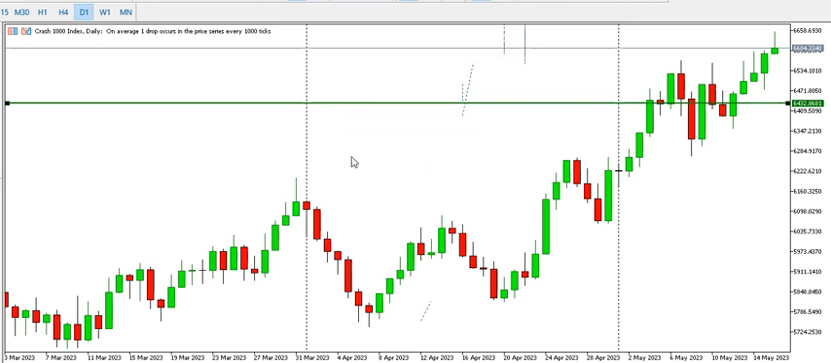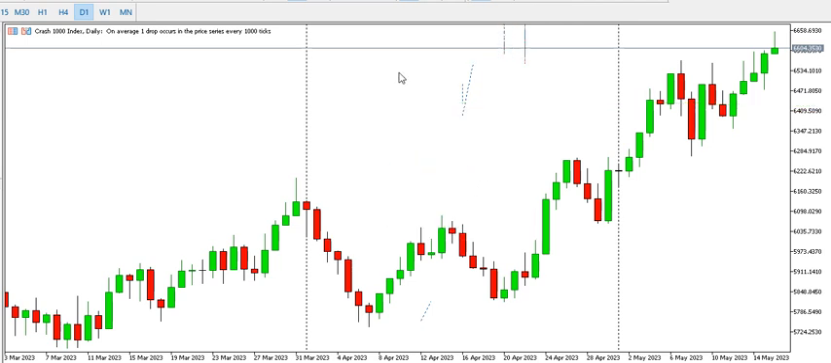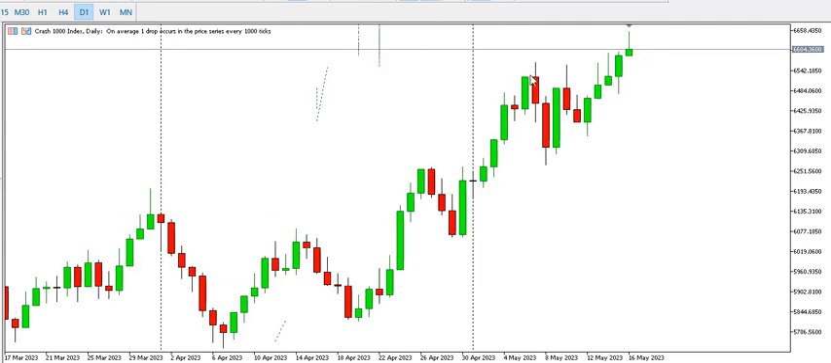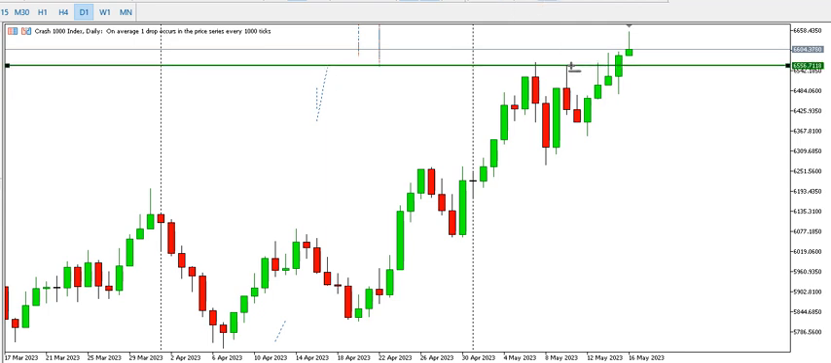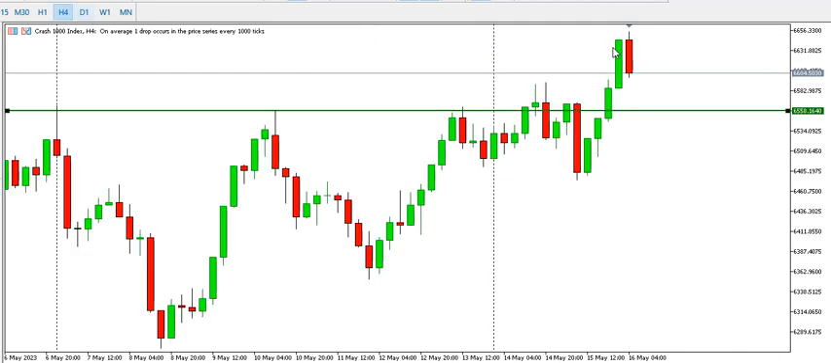Let's check crash 1000 index. Crash 1000 index has been buying after the break of the range around here. We have the range break around here, and since then price has been buying in the last week, within the last 5 or 7 days. It's been buying. So let's look at what's happening on the 4-hour time frame. It's bullish.